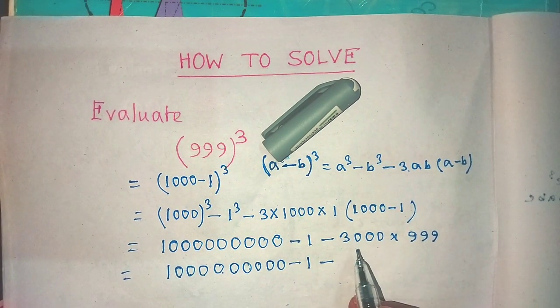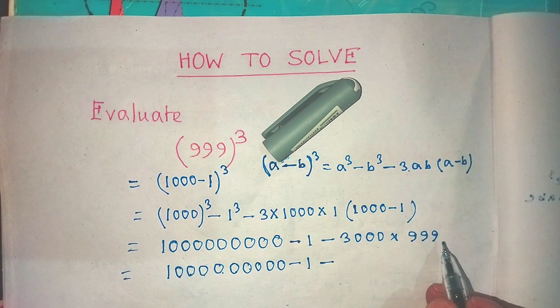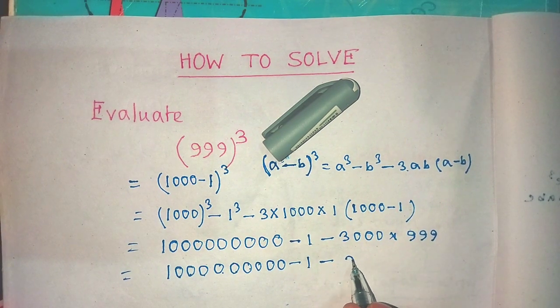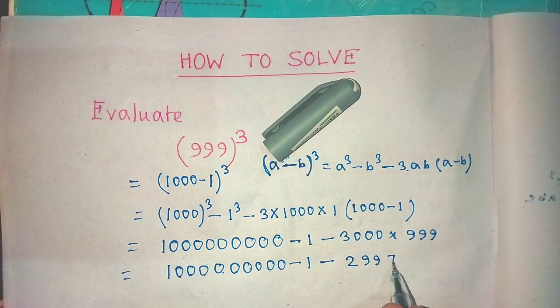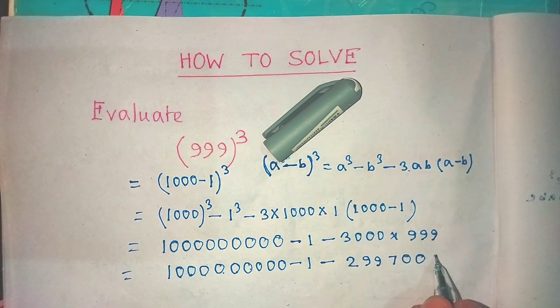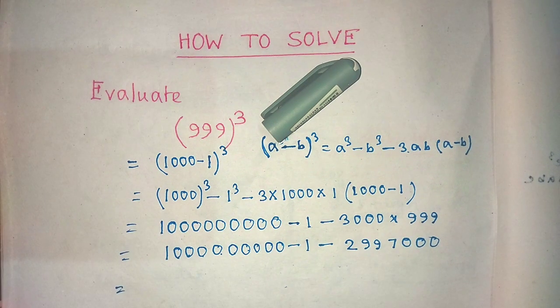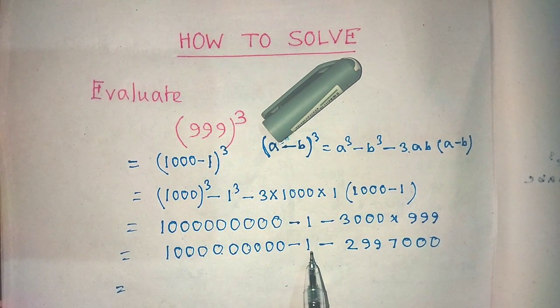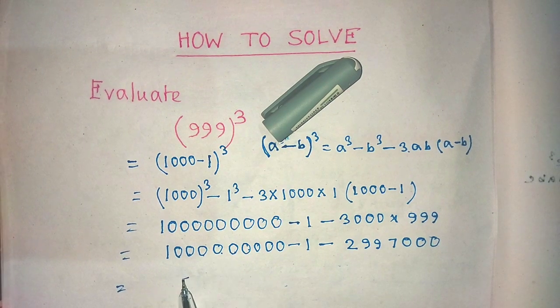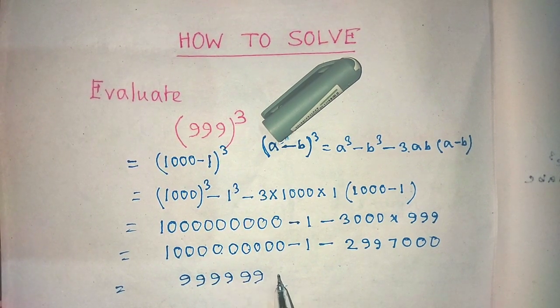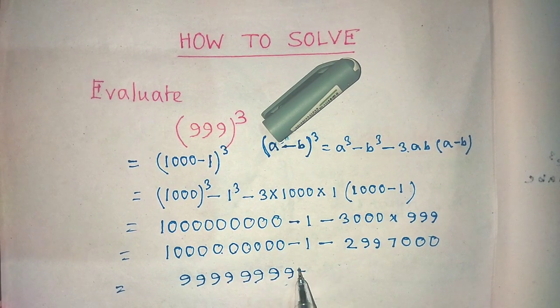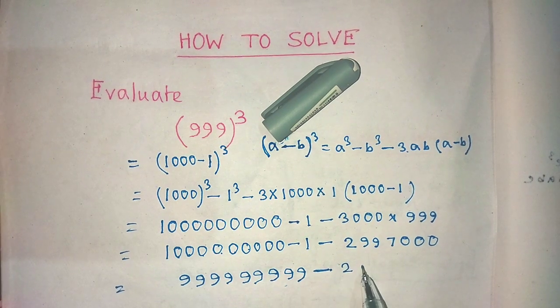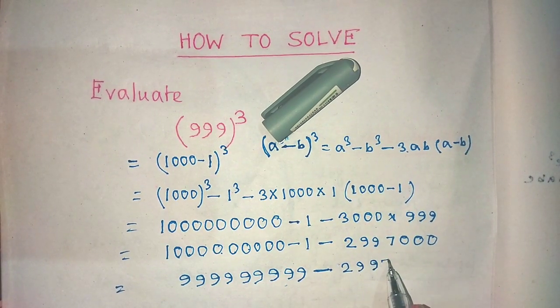Minus, if you multiply 3000 with 999, then you get 2997000. Okay student. If you subtract 1 from 100 crore, then you get 99 crore 99 lakh 99,999. Minus, again we have to write 29 lakh 97,000.